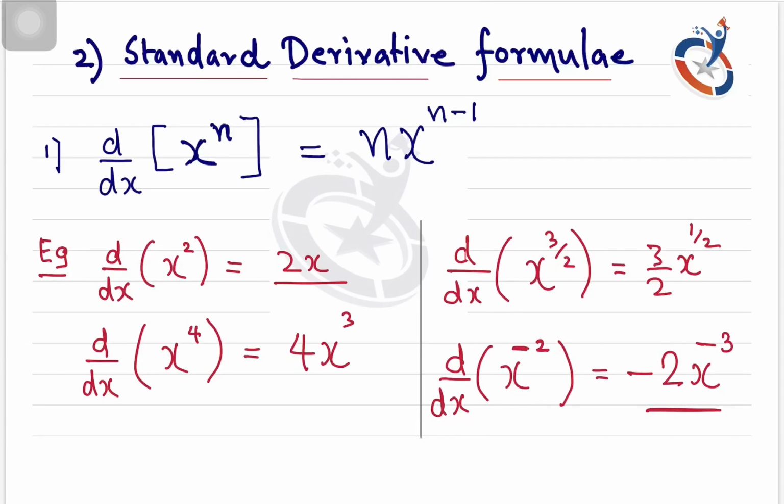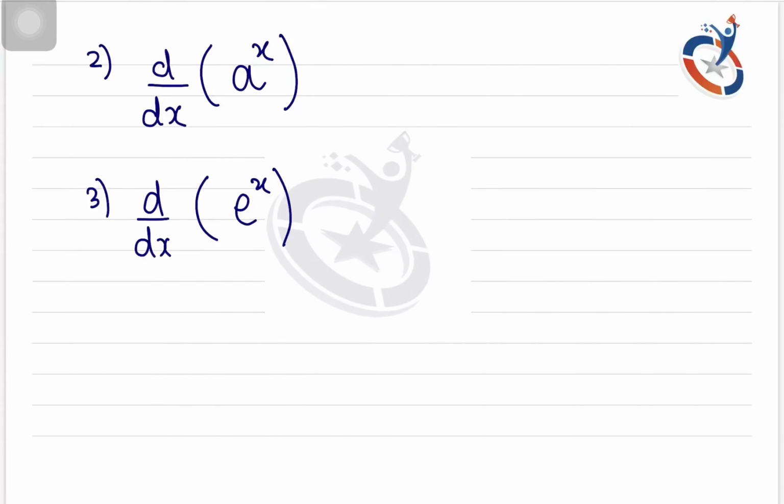So the first formula is x raised to n. The derivative is n into x raised to n minus 1. Clear? You have to use this formula when you have x as the base, the variable is the base, okay, and the power is a number. The second formula is the derivative of a raised to x. Here a is a number and the power is a variable.